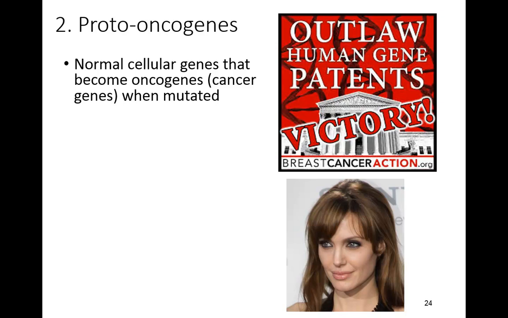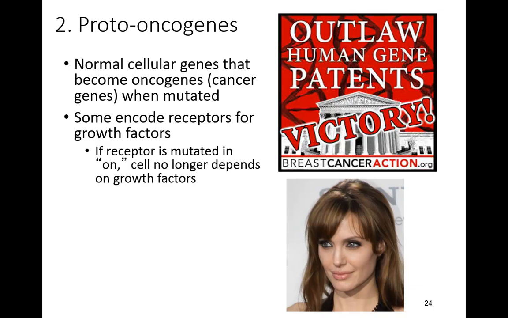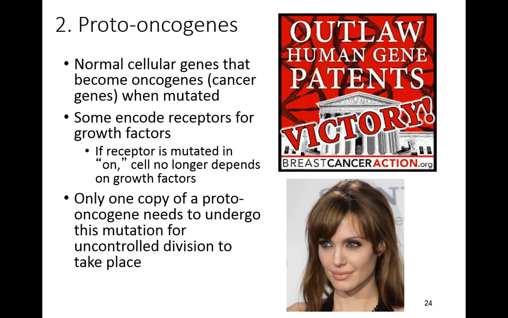Proto-oncogenes are genes that are normal but become mutated somehow and then will cause cancer. Some encode for receptors for growth factors, and will prevent growth factors from causing mitosis. And only one copy of a proto-oncogene needs to undergo mutation for uncontrolled division to take place. So only one copy of that will cause cancer.